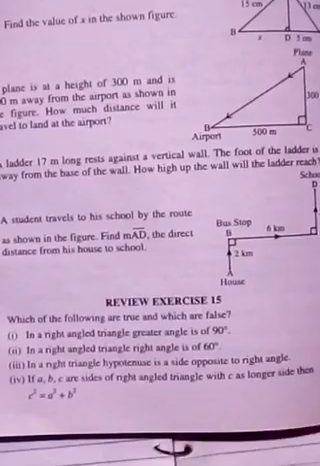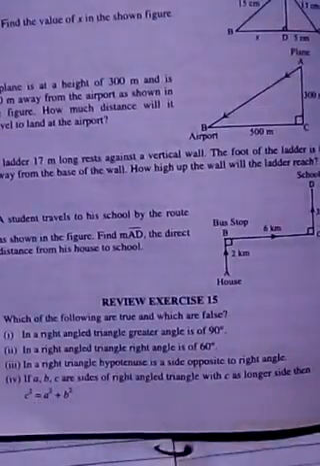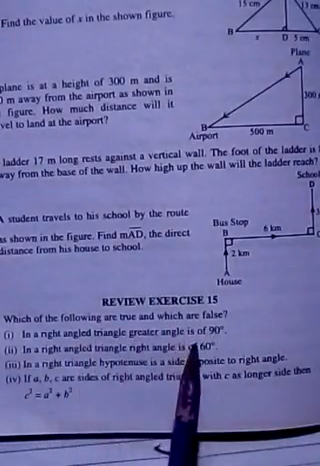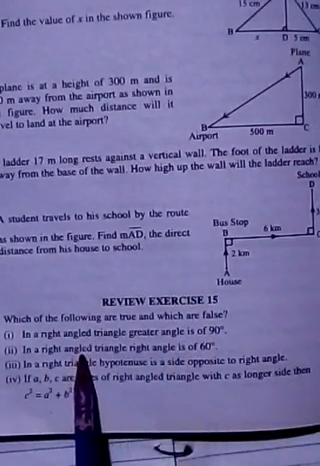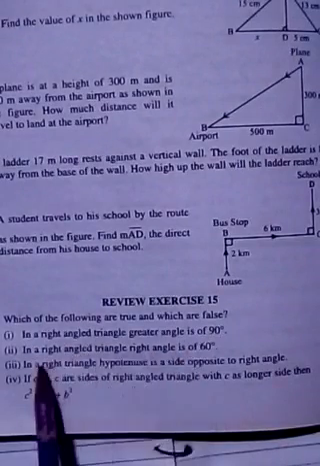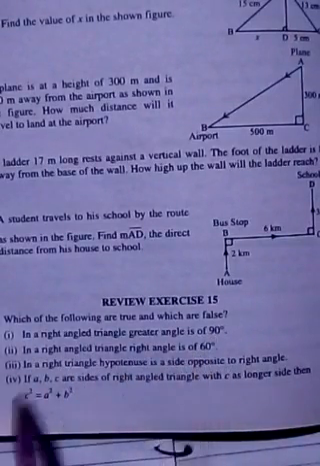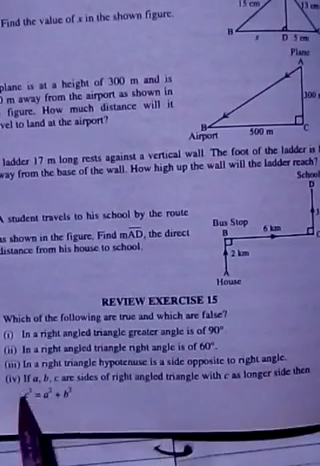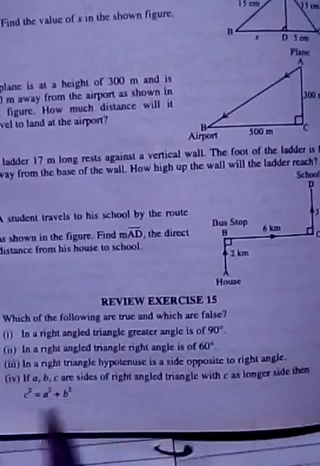Now review exercise 15. You have to understand the true false. Which of the following are true and which are false? In a right angle triangle, the greater angle is of 90 degrees. In the previous lecture you have learned this concept deeply. Now it is true. In a right angle triangle, the right angle is of 60 degrees. False. Right angle equals 90 degrees. In a right triangle, the hypotenuse is the side opposite to the right angle. True. If a, b, c are sides of a right angle triangle with c as the longer side, then the hypotenuse theorem will be this. True.